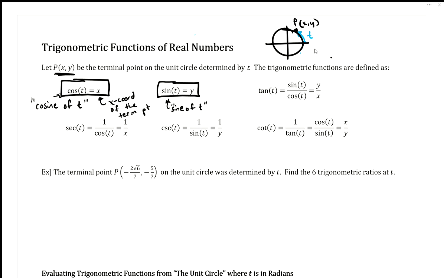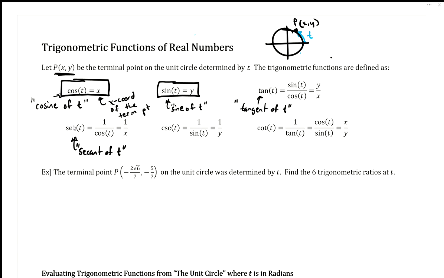The four others are based on cosine and sine. So this is tangent of t, tangent of t is how we would say that. And it is the ratio between sine of t over cosine of t, or the y coordinate over the x coordinate, however way we want to look at it. So tangent of t is sine of t over cosine of t. Then we have secant of t. Secant of t is how we say that. That is the reciprocal of cosine, so it's 1 over cosine of t, or 1 over the x coordinate.